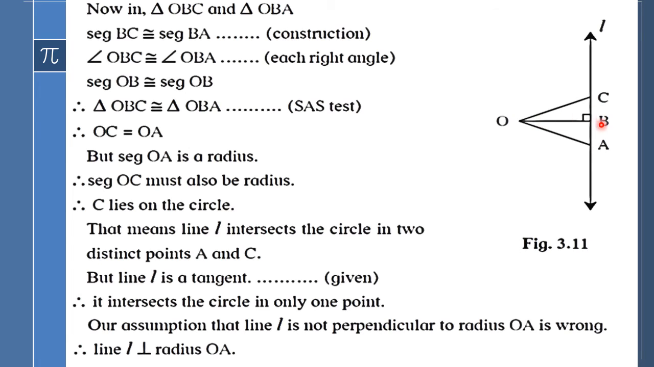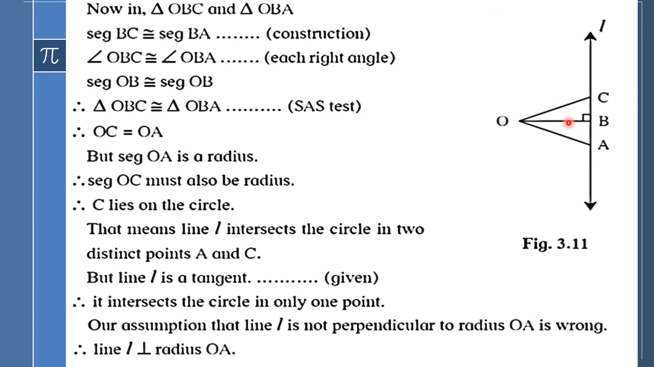Next, we know that angle OBC is congruent to angle OBA. Both are 90-degree angles. Why? Since OB is drawn in a way that it is perpendicular to line L, it is forming 90 degrees on both sides. Now, OB is a common segment for both the triangles. So segment OB is congruent to segment OB, and the reason is common side. Hence, these two triangles are congruent by the SAS test: two pairs of corresponding sides and the included pair of angles are congruent.